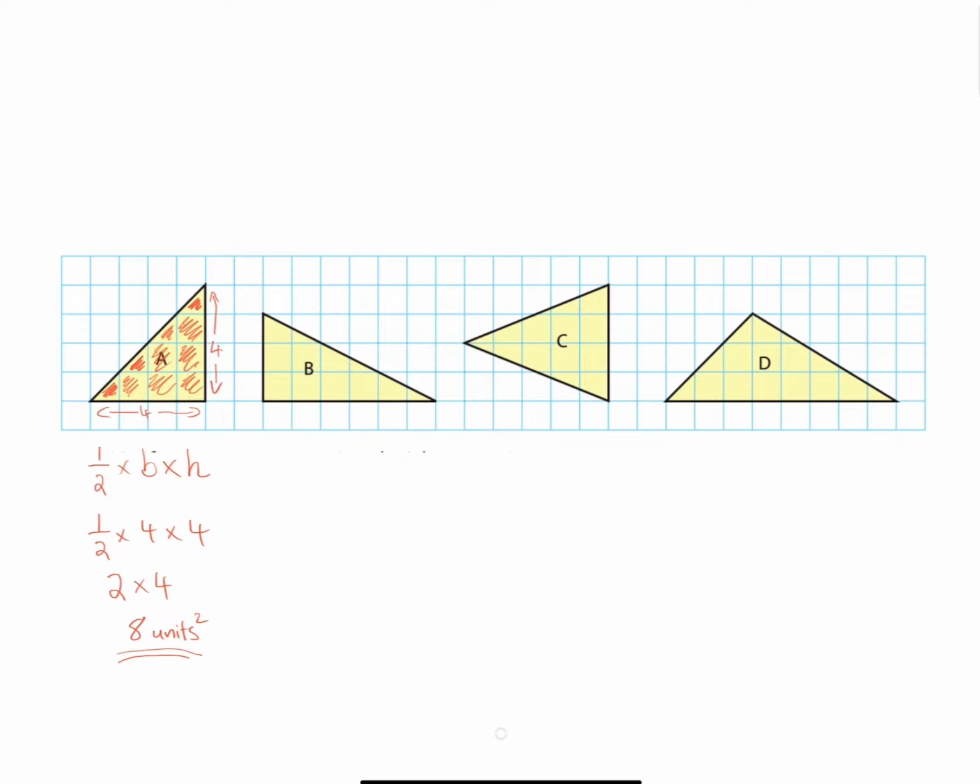Okay, hopefully you've had a go at those. Let's have a look at what the answers are. So this one is 3 tall, the height is 3, and the base is 1, 2, 3, 4, 5, 6. So the base is 6. So it's a half multiplied by 6 multiplied by the height, which is 3. So a half multiplied by 6 is half of 6, which is 3. So 3 multiplied by 3, and that is 9 units squared.